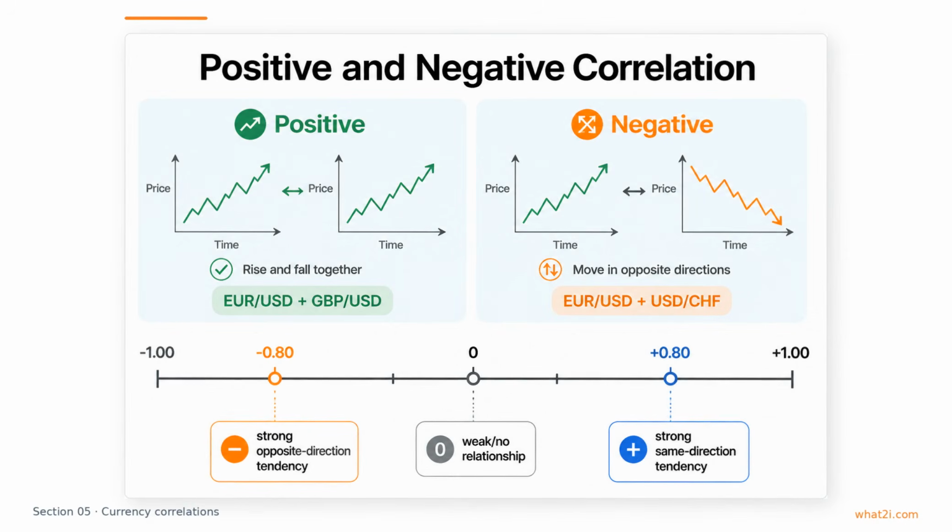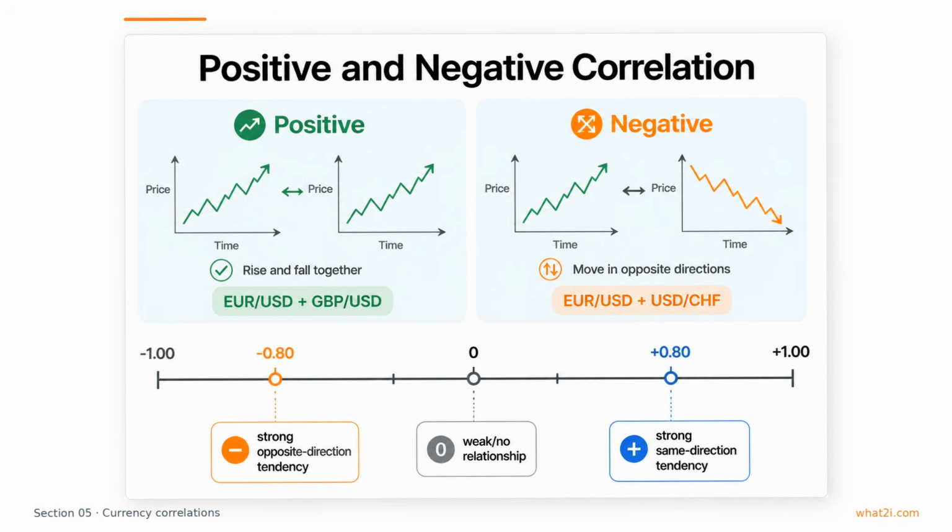Most correlations are not perfect, so the important questions are direction and strength. Positive correlation means two pairs often rise and fall together, while negative correlation means one often rises as the other falls. EUR/USD and GBP/USD frequently show positive correlation because they both tend to react to broad dollar moves in a similar way. EUR/USD and USD/CHF often show negative correlation, meaning they commonly lean in opposite directions.